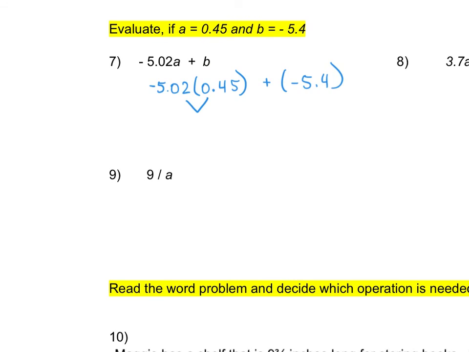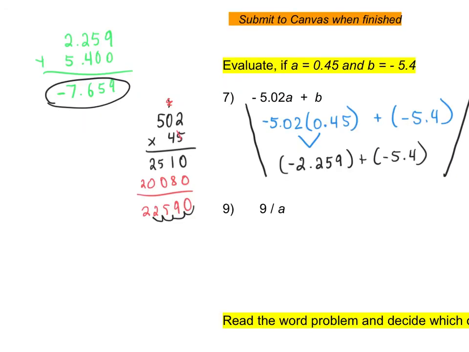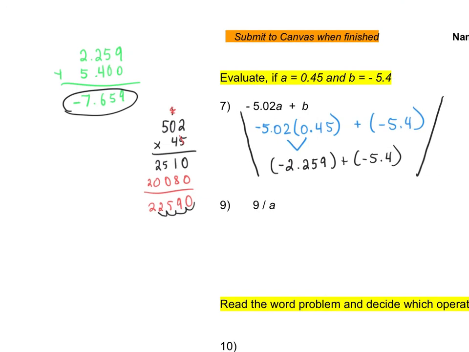So I first need to multiply before I add. So if you remember when we did our PEMDAS, you can kind of do the multiplication over on the side. So once I have my negative and my negative here, I know my answer is going to be a bigger negative. So I'm going to add those up here and keep my negative sign. This would be my final answer for number 7.